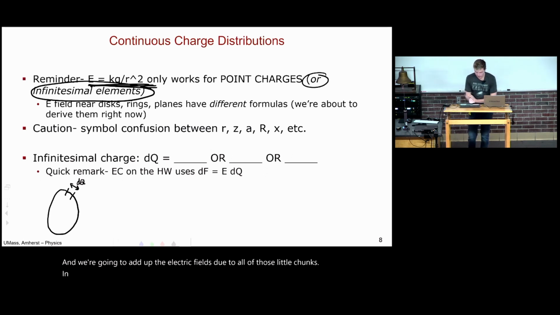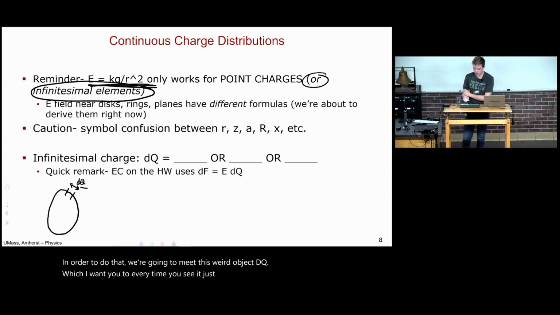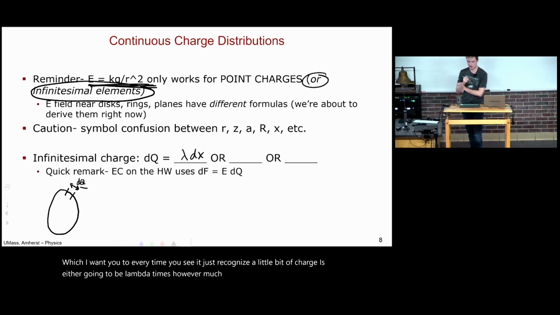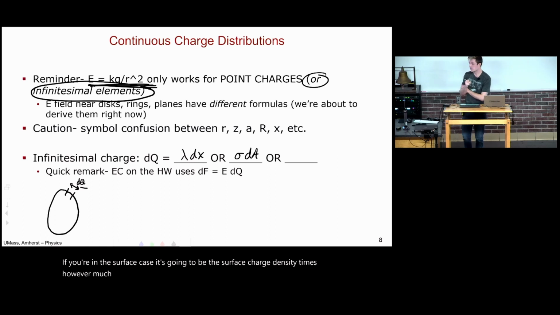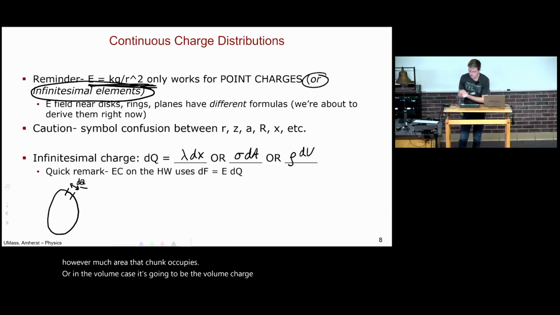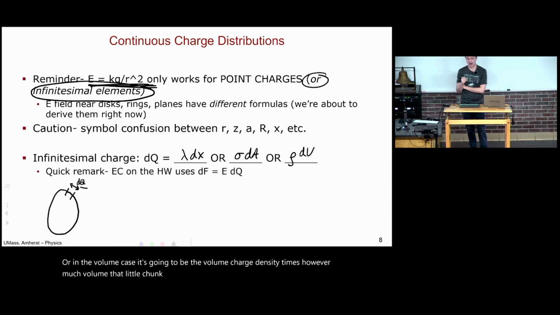In order to do that, we're going to meet this weird object dq, which I want you to, every time you see it, just recognize as a little bit of charge. It is either going to be lambda times however much length you were considering, if you're in the 1D case. If you're in the surface case, it's going to be the surface charge density times however much area that chunk occupies. Or in the volume case, it's going to be the volume charge density times however much volume that little chunk you're inspecting occupies. Okay, so we're going to make this replacement all the time in formulas.